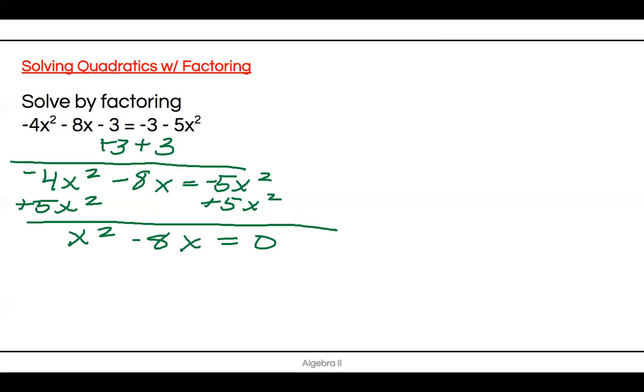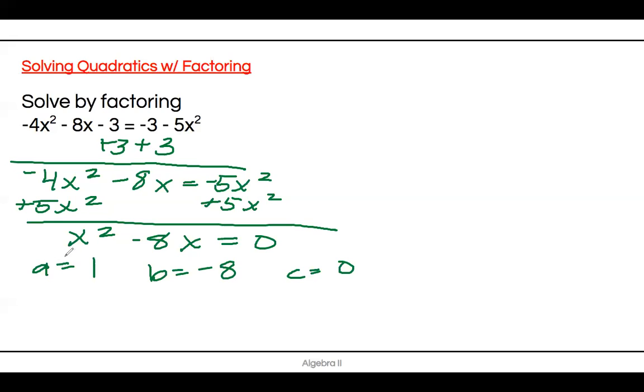All right. So now, in this particular problem, I have an A that's equal to 1, a B that's equal to negative 8, but what about my C? Do I have a C? No, so that means C would be 0, right? So maybe that type of factoring is not going to be what I need.